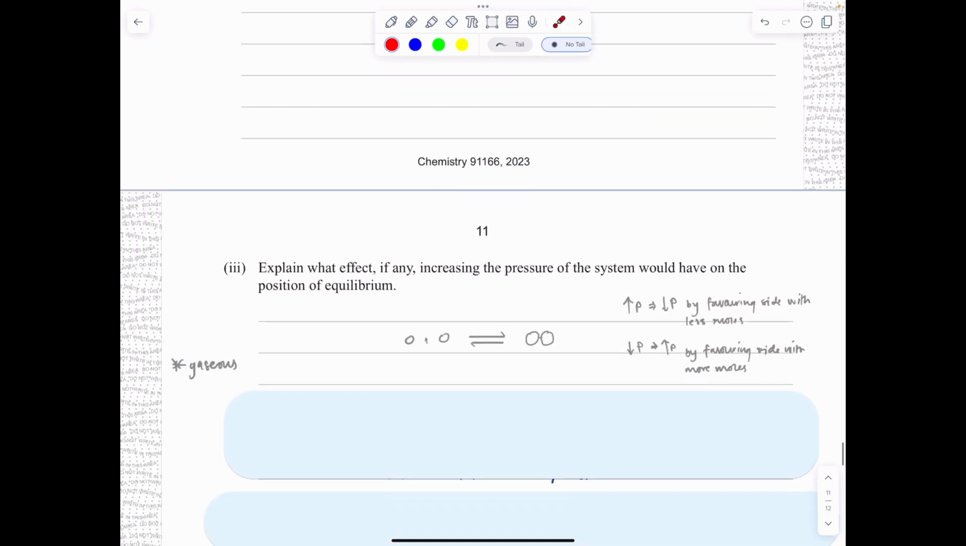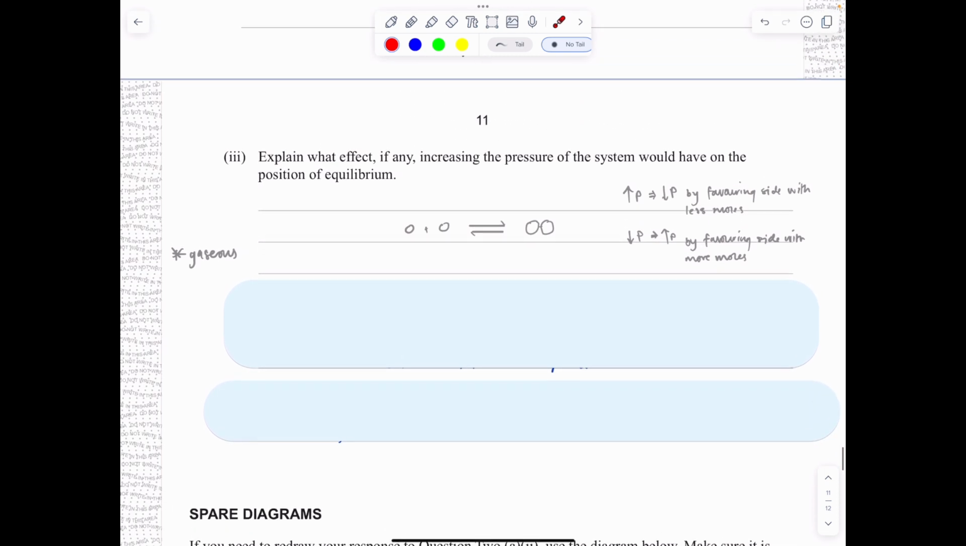I was about to say that basically concludes the exam, but not so fast. We've got one more question left. Explain what effect, if any, increasing the pressure of the system would have on the position of equilibrium. Okay, let me have a bit of a teaching moment here. If we increase the pressure of the system, equilibrium will want to counteract that increase by bringing the pressure back down. How is the pressure brought back down? Well, the system will favour the side with the least amount of moles, because less moles means less pressure.